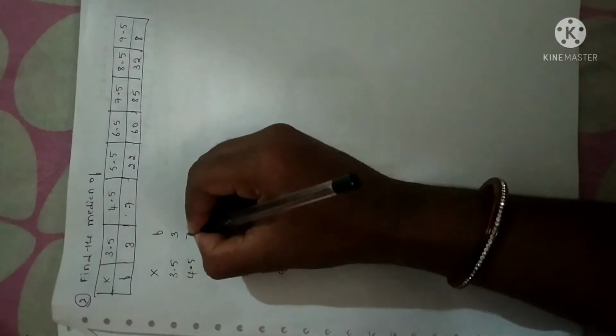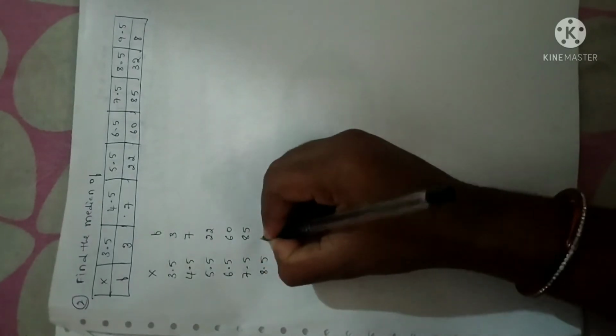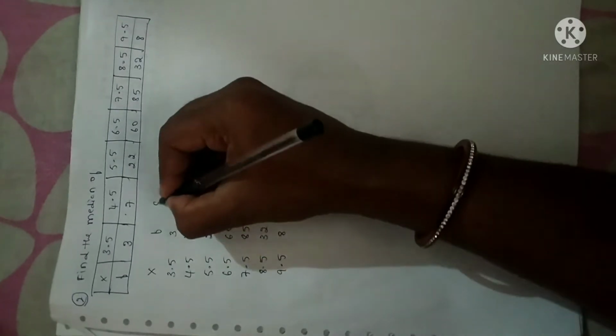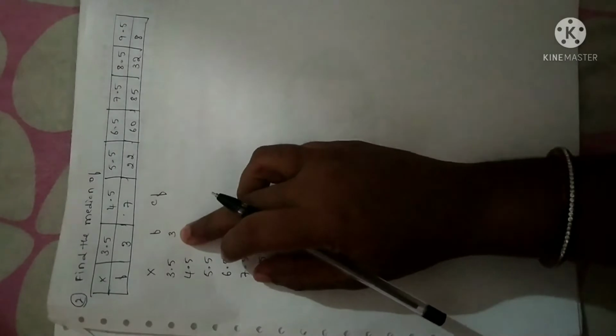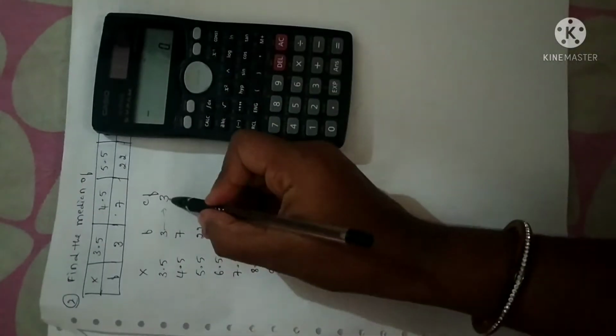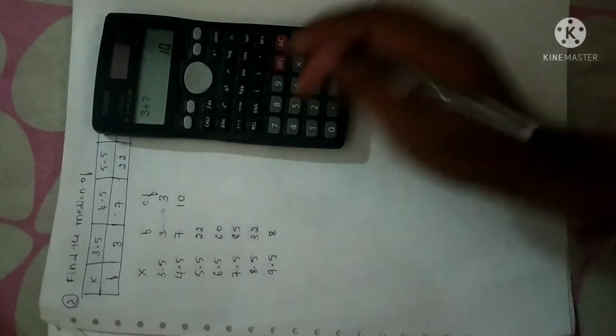Now the f values, what is given? 3, 7, 22, 60, 85, 32, 8. Fine. Now we have to calculate the cumulative frequency. Remember, for grouped data, before finding a median, we have to find the cumulative frequency. So I am repeating once again. To find the cumulative frequency, first rewrite the first value as it is. Next, to this value you have to add 7. See here, 3 plus 7 is 10.